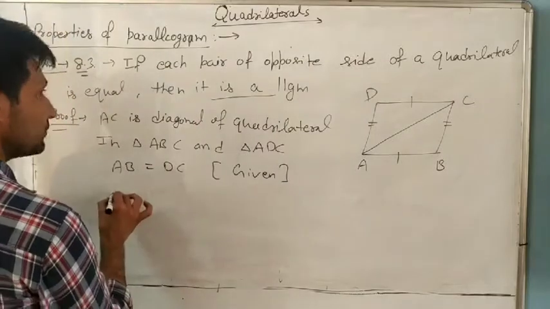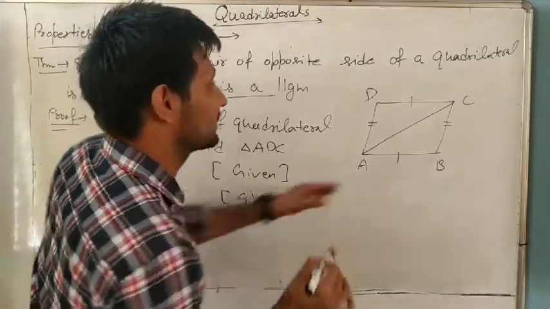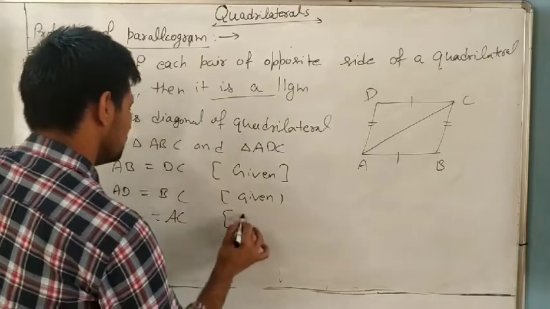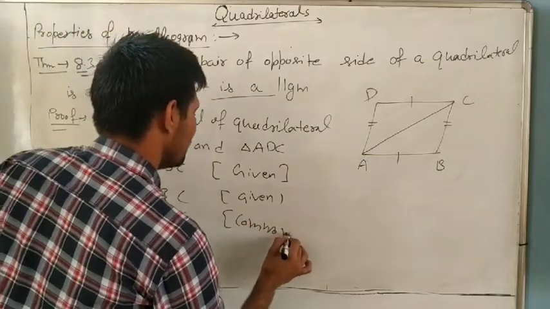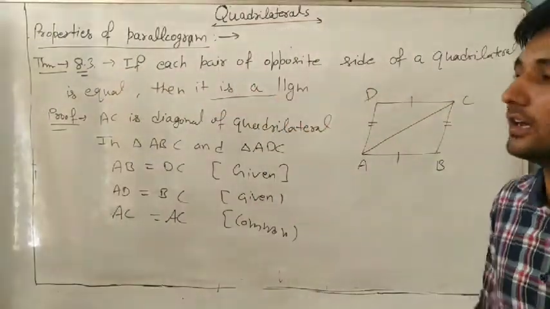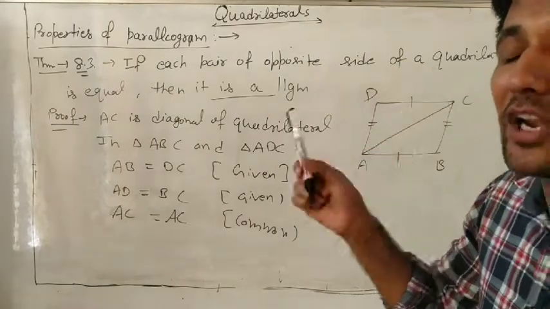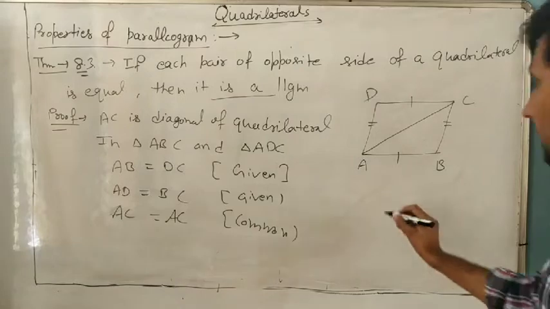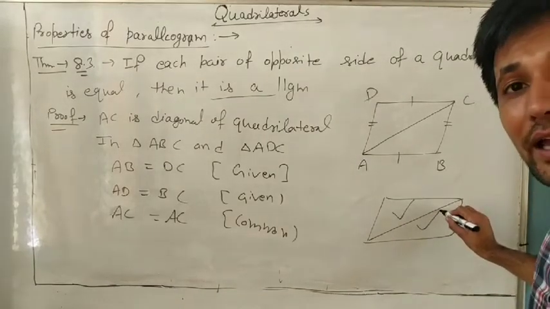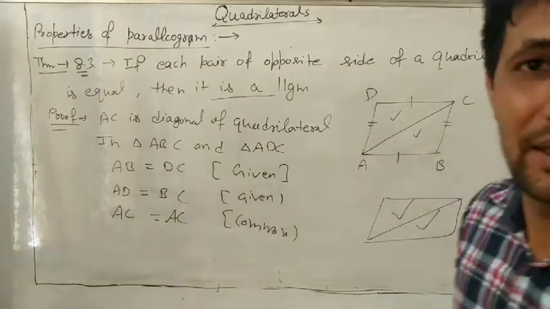Okay. Next is AD equals BC. It is also given. Next, AC equals AC, common. And we know it means these two triangles are congruent, and if these two triangles are congruent, it means it is a parallelogram. Why? Because in theorem 8.1 we already discussed a diagonal of a parallelogram divides it into two congruent triangles, and we already proved that these two triangles are congruent. It means it is a parallelogram.